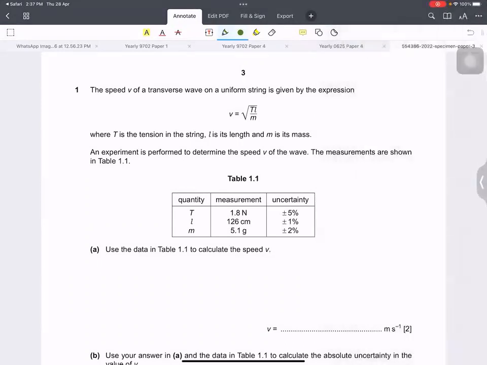Okay, sorry, I got a call. So it says an experiment is performed and you have given an expression. Use the data in one to calculate the speed V. Okay, so we got to use this.